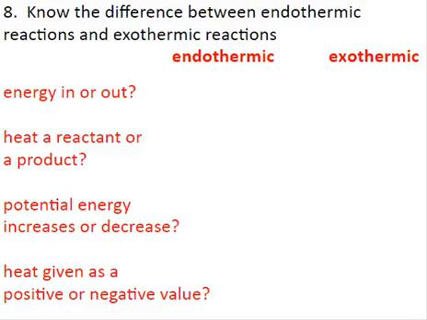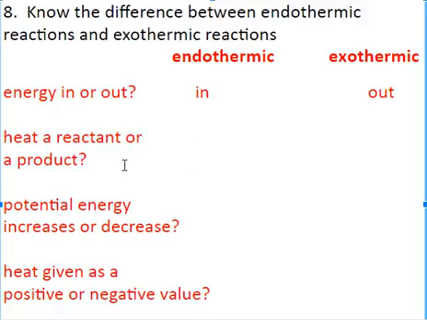So endothermic is letting you know that it's energy in, whereas exothermic means energy is getting out, being released. So for endothermic, is heat a reactant or a product? It's a reactant because you're putting it in. You put the reactants in and you get the products out.